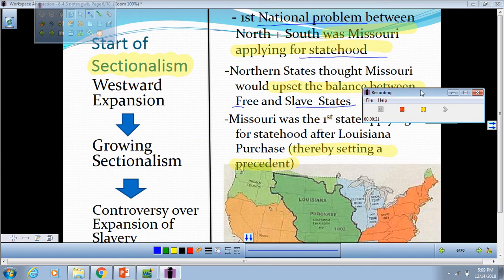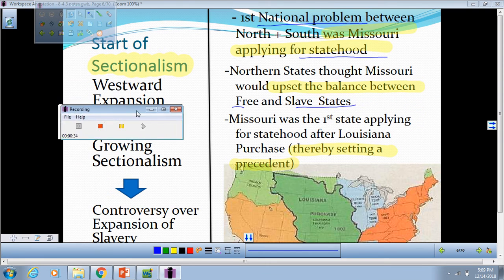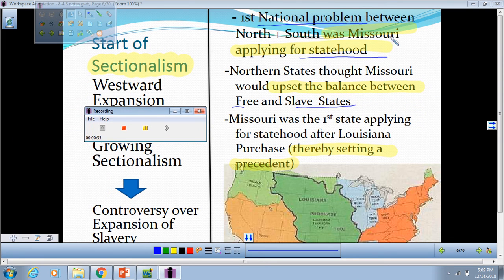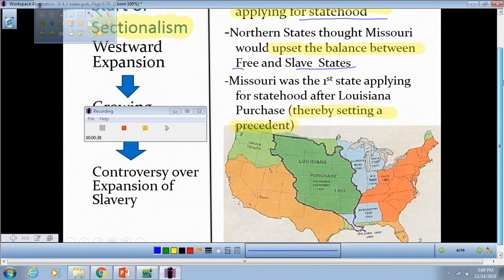In the previous lesson, we learned that the first national problem would be when Missouri applied for statehood, because Missouri was from the Louisiana Purchase, and it was going to set the precedent for the states that would be formed from the Louisiana Purchase. Missouri would upset the balance between slave and free states, and this would have a major effect on the Senate of the U.S.